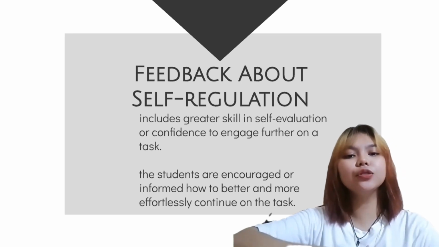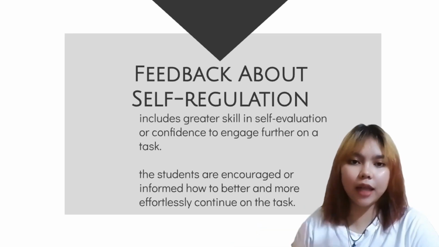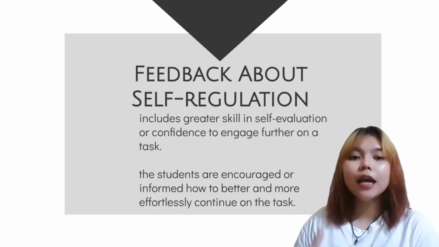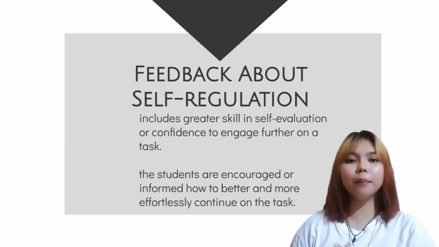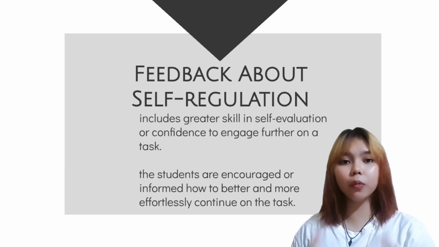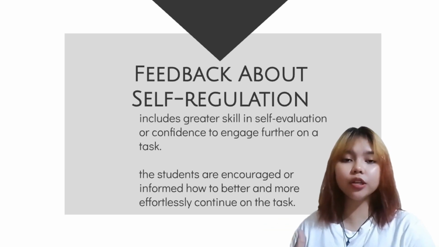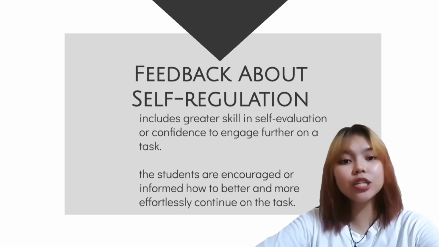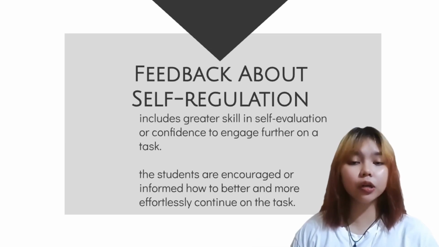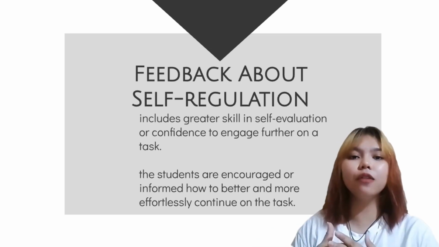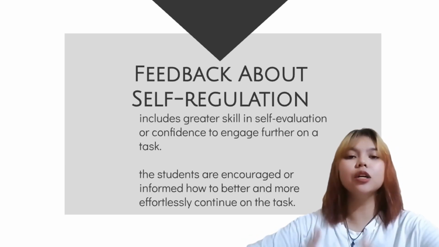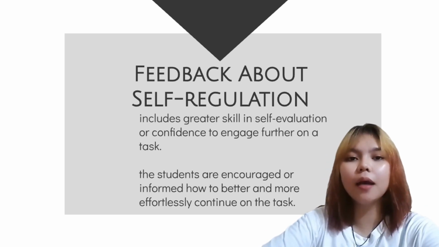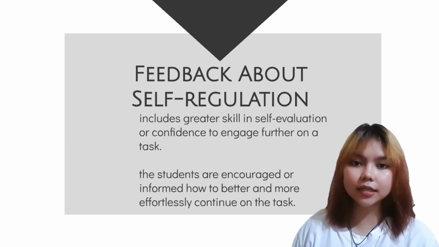Now, the third feedback to students can be focused at the self-regulation level. This includes greater skill in self-evaluation or confidence to engage further on a task. For example, "You already know the key features of the opening of an argument. Check to see whether you have incorporated them in your first paragraph." This feedback can have major influence on self-efficacy, self-regulatory proficiencies, and self-beliefs about students as learners, such that the students are encouraged or informed about how to better and more effortlessly continue on the task.